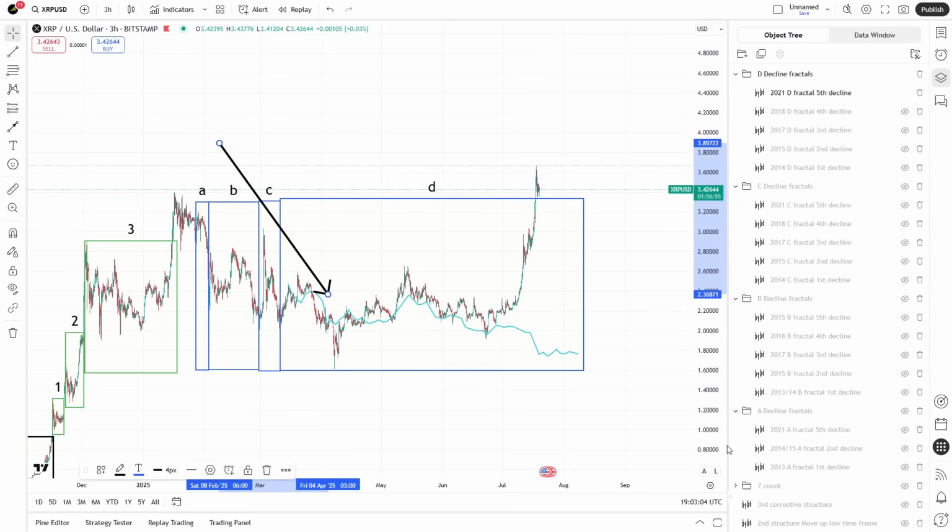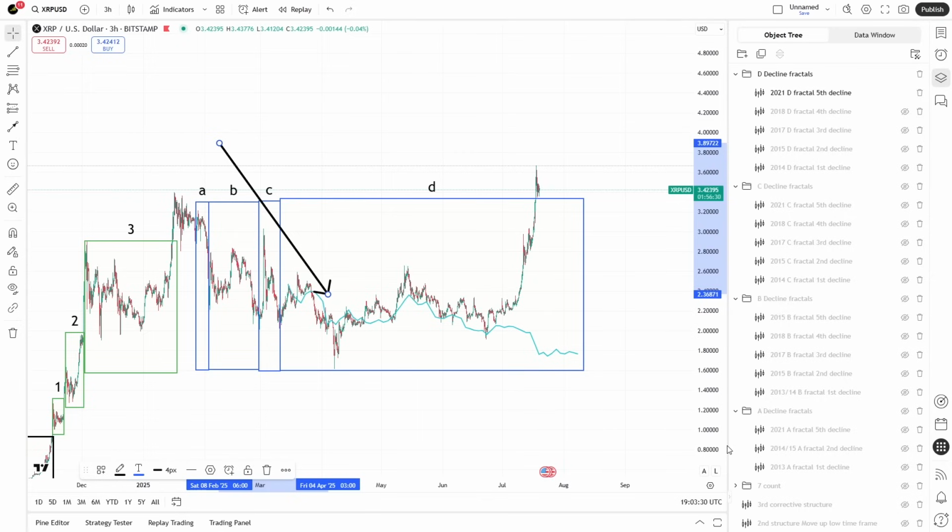So what we have here is a potential decline that is broken. So we did not complete the decline. This is really important to understand. If we have not completed the decline, that means we did not even begin the range-bound time, which has to come before the next bull run.